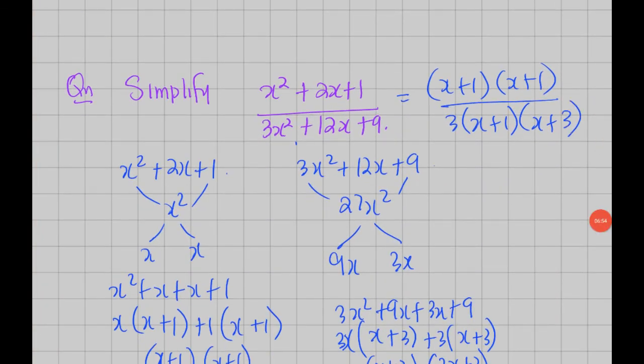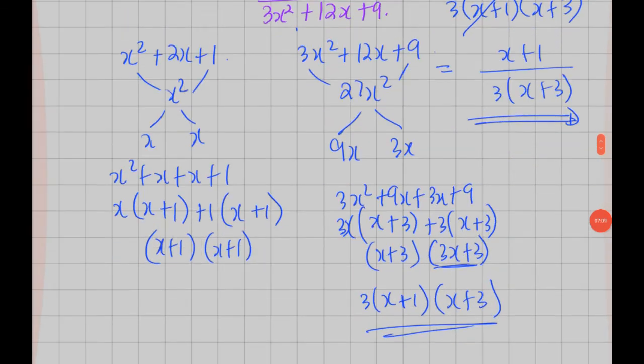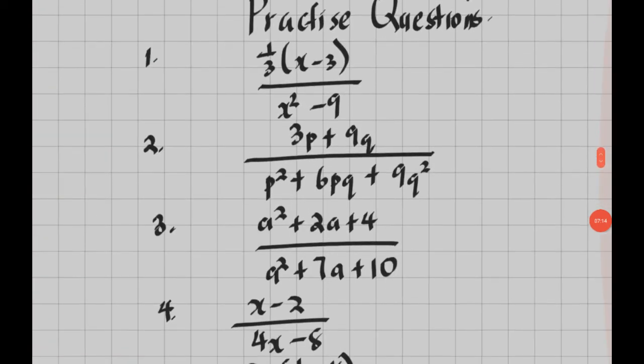So these ones can cancel each other, x plus 1 and x plus 1. And our final answer will be x plus 1 over 3 times x plus 3. You see? So this is how you simplify two quadratic expressions on the numerator and the denominator. You factorize them first. And I leave you with these practice questions.